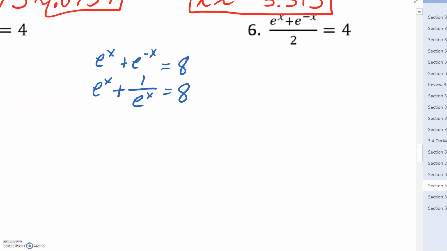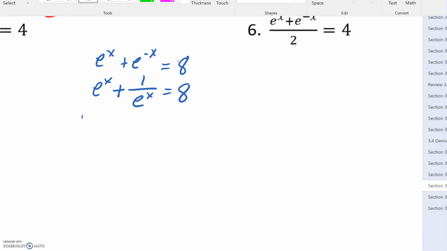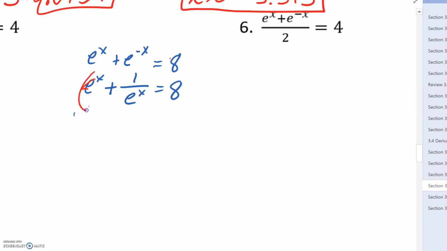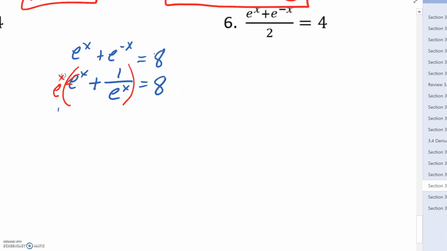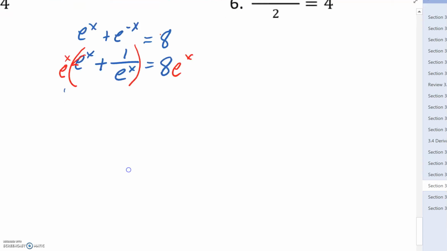Now, what I would probably do at this point is I want to get rid of this denominator being e to the x. So I'm just going to multiply both sides by e to the x, like so. Therefore, on the left here, I'm going to have e to the x times e to the x, which is e to the 2x, adding exponents. And then if I have e to the x times 1 over e to the x, that's just 1. And then over here we have 8e to the x.